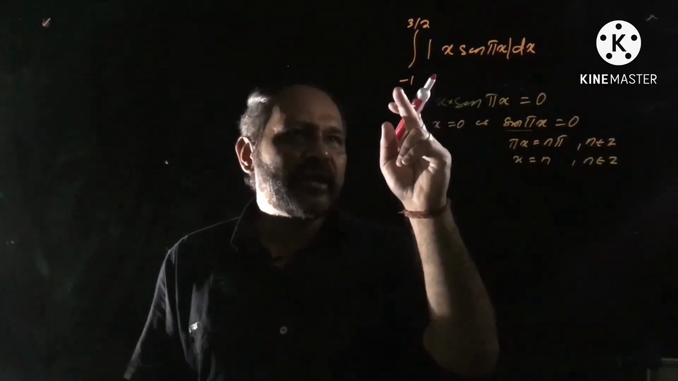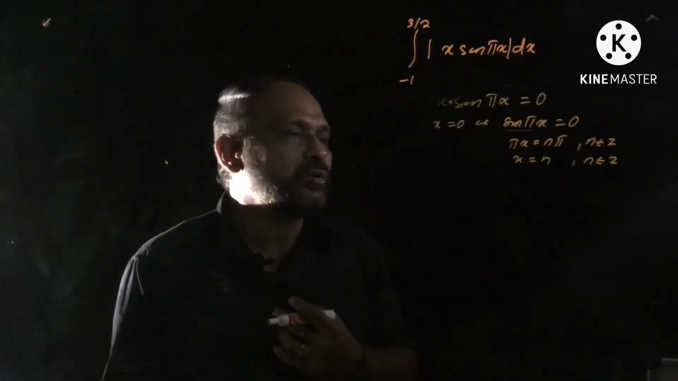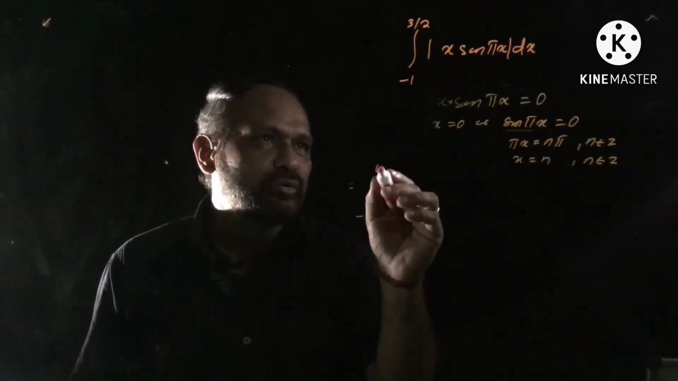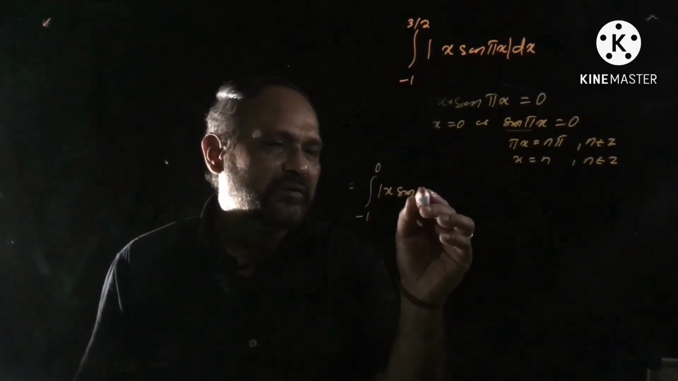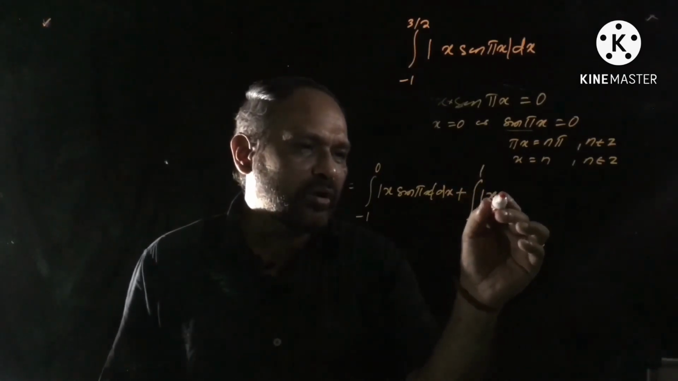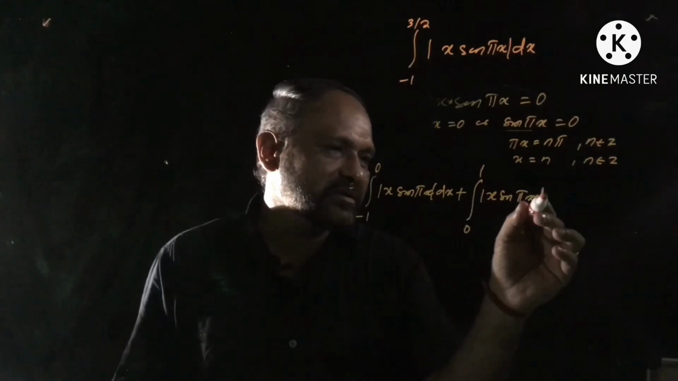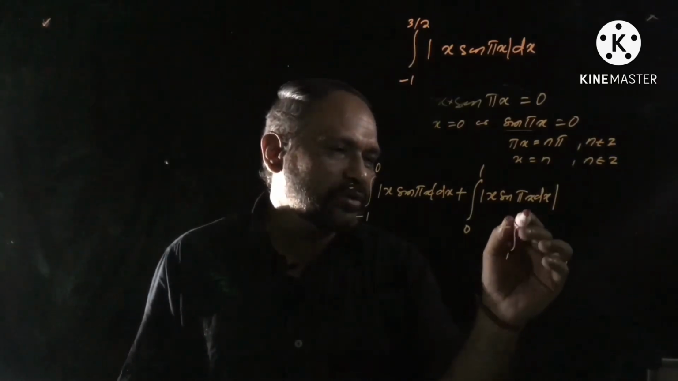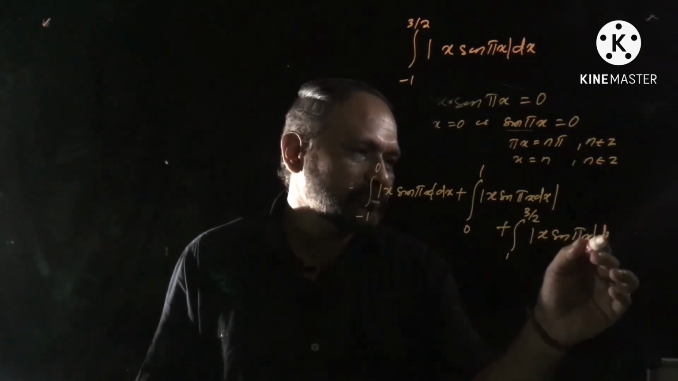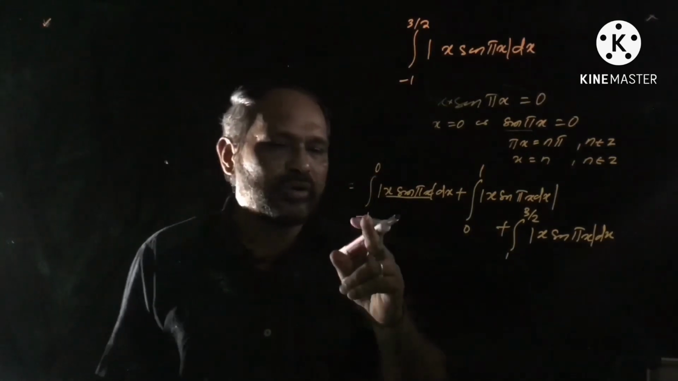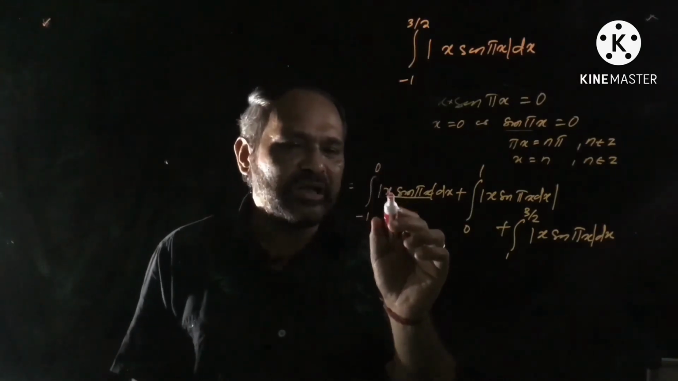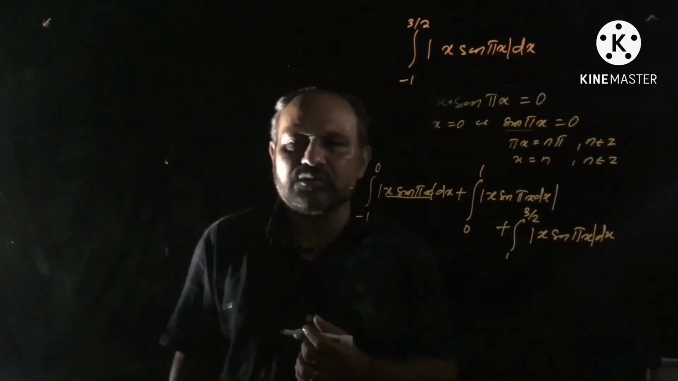Now we have to break the interval minus 1 to 3 by 2 at integers. So we can write this as the integral from minus 1 to 0 of mod of x sin pi x dx, next 0 to 1 of mod x sin pi x dx, plus 1 to 3 by 2 of mod of x sin pi x dx. Next, if we put x is equal to minus 1, then x sin pi x is 0. If we put x is equal to 0, then x sin pi x is also 0.